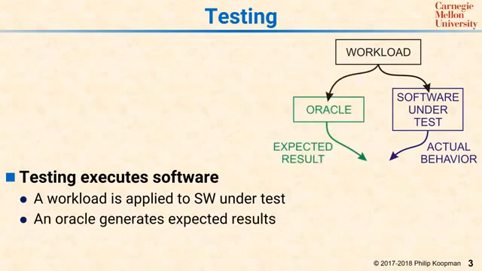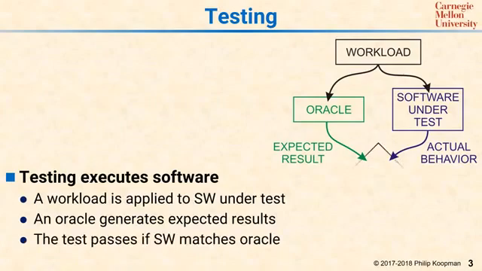An oracle generates expected results, so that means you have something that isn't the software telling you for a given workload, what do we expect to see out the other side of the software. You then compare the actual behavior to the expected result, and the test passes if they match and fails if they don't.